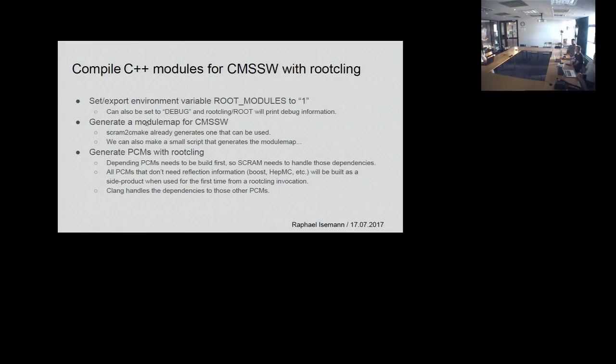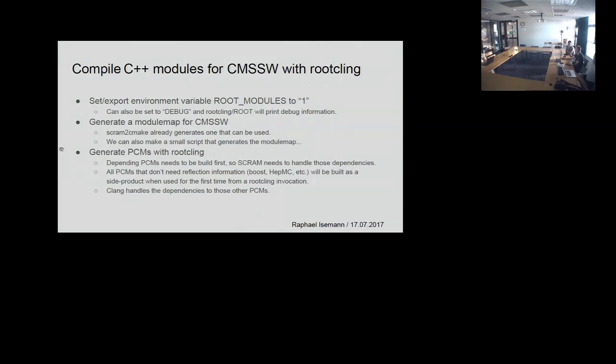And you can set this to debug if you want to print debug information and see if you actually use the module or if you're just using the same old code where you parse headers. We need to have a module map for CMSSW or for any other experiment. This is pretty straightforward, so we already have one which is generated by another program. We can also just make a script that generates this for you, or have this in the ROOT build system, with rootcling building the stuff for you.